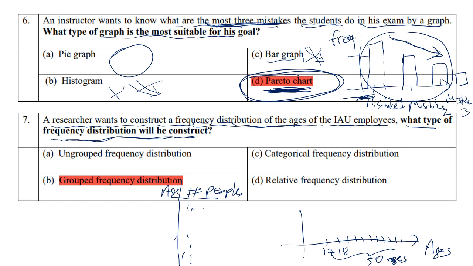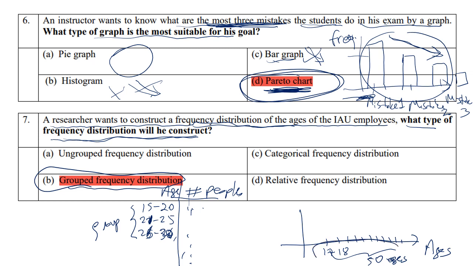So it's better we make them groups here. So we can say it's from 15 to, let's say, 20, 21 to 25, and 26 to 30. So it goes like this, let's say. Now this type of thing is the group frequency, because we are making groups. So if the number of values of the variable is too large here, we use the grouped frequency distribution.